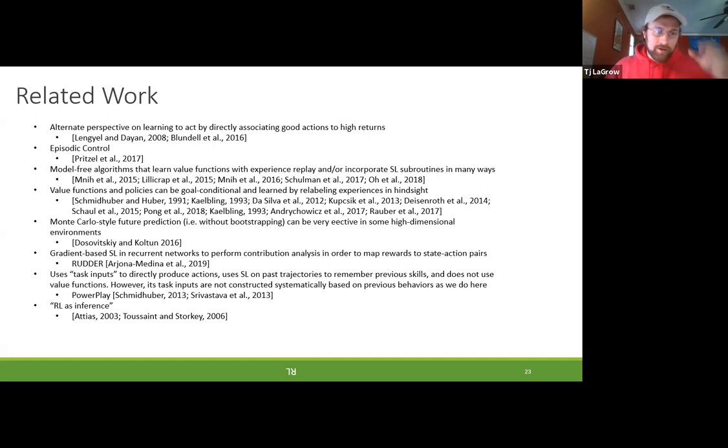Arjona and Medina did gradient-based supervised learning in recurrent networks to perform contribution analysis. There are task inputs and reinforcement as inference as well. And just due to time, to not go through all of these, they make notes in the discussion section on how they differentiate and generalize better than many of these algorithms.